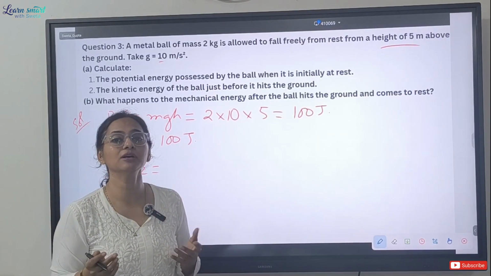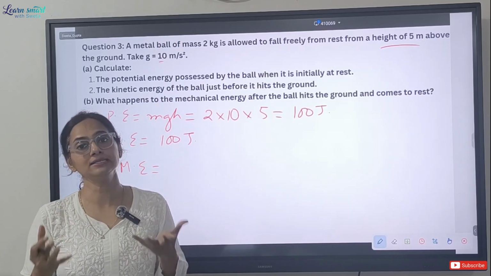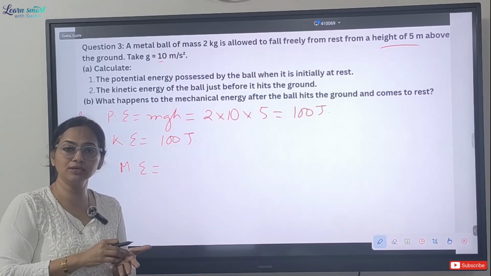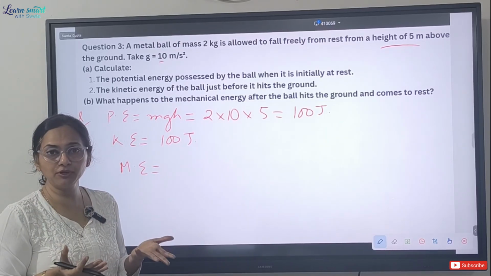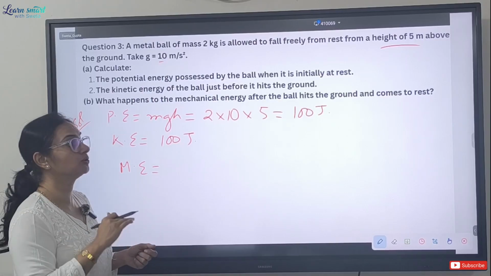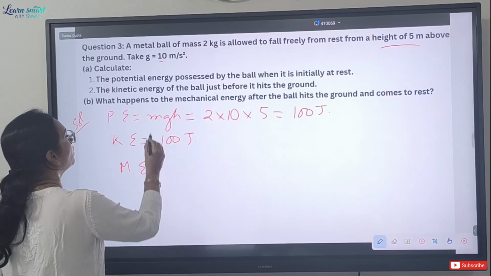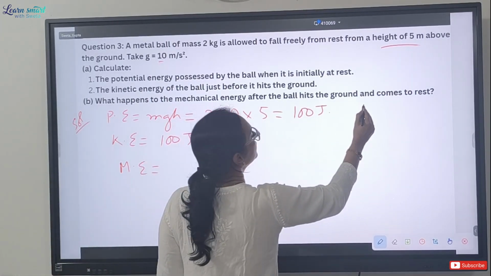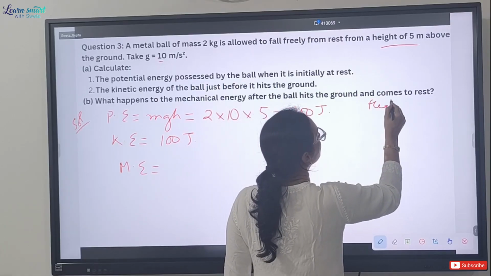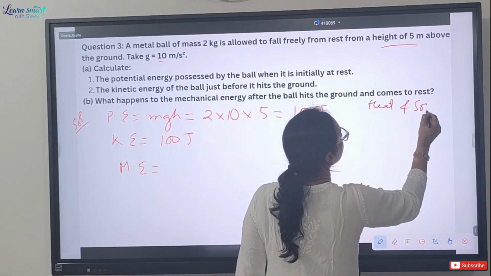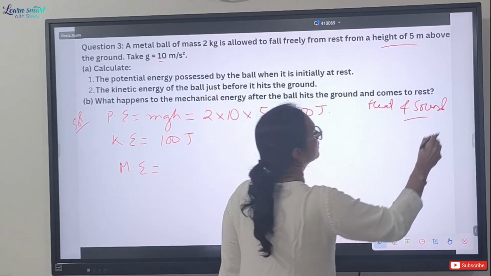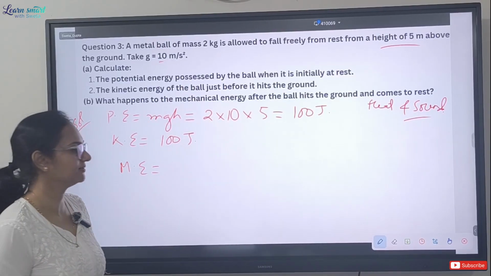So it will become converted into heat and sound energy, because when the ball falls on the ground, some heat will be produced and sound will be produced, so it becomes converted to that. So the answer will be, it becomes converted to heat and sound, right? Let's see the next question.